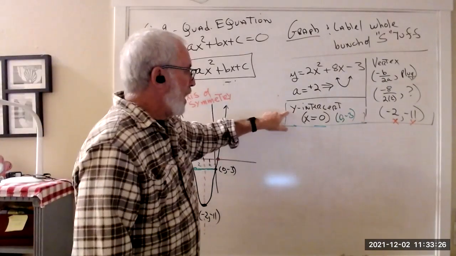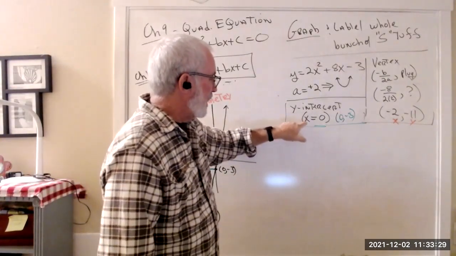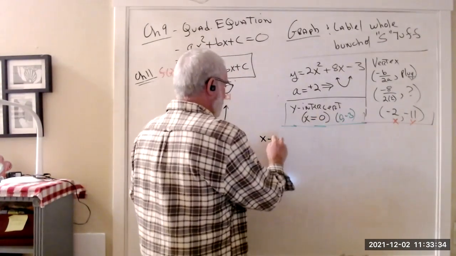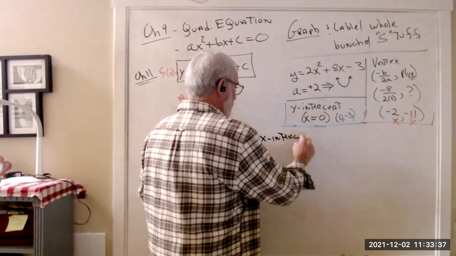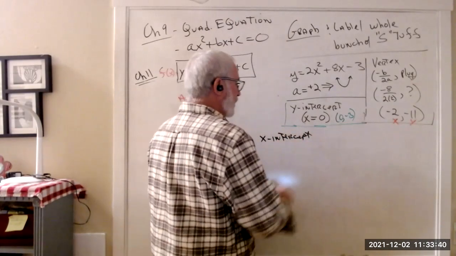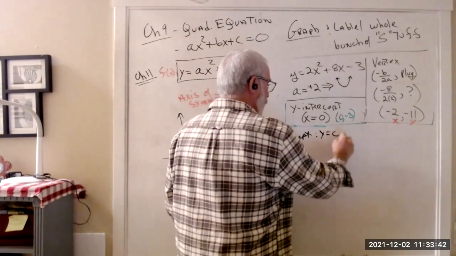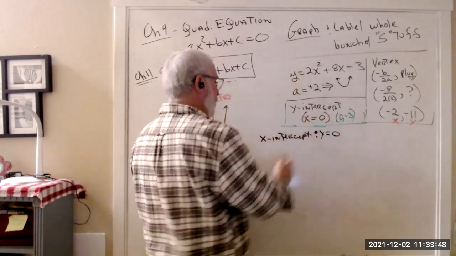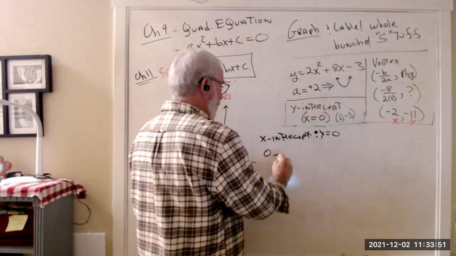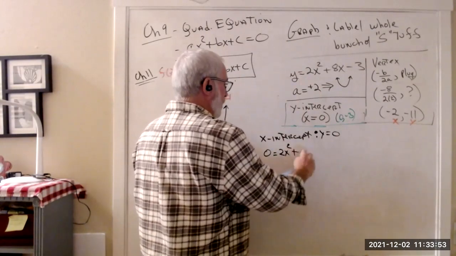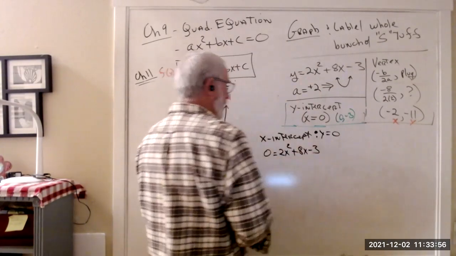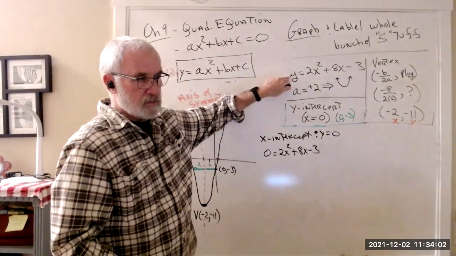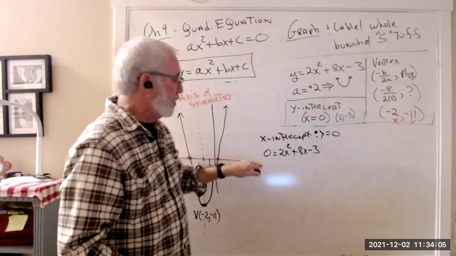Well, if the y-intercept is calculated by letting x equal 0, then the x-intercept should be calculated by letting y equal 0. If you want to find the x-intercept, you set y equals 0. So we have this problem: 0 equals 2x squared plus 8x minus 3. If you want to find the x-intercepts for this problem, this is what you do.